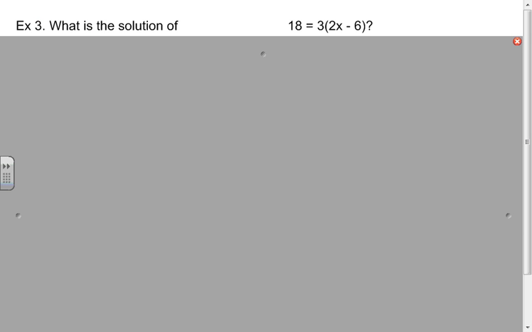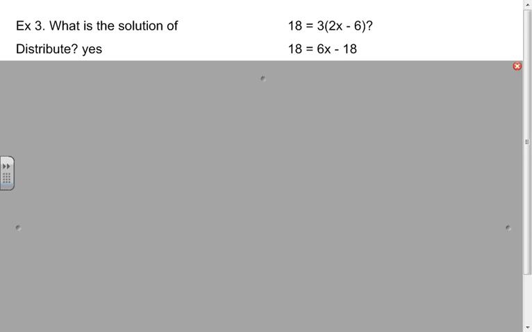Next one, what is the solution of 18 equals 3 times the quantity 2x minus 6? First thing you should notice about this one, it's got parentheses. That looks like distributive property, and it is the distributive property, so we have to do that first. So we do 3 times 2 and get 6x. 3 times negative 6 gives me negative 18.